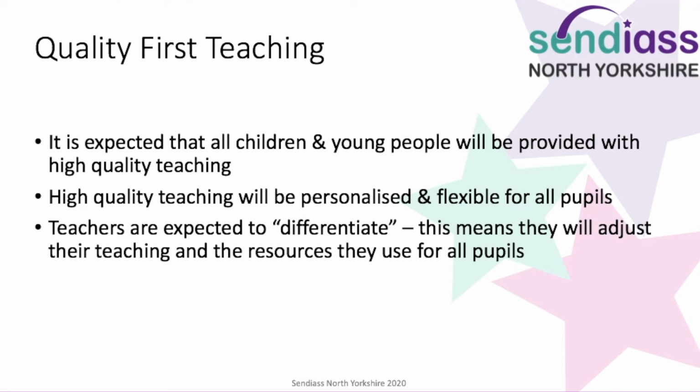So what should educational settings be doing? The expectation is that all pupils will receive high quality teaching and that staff will make this personalised and flexible. Teachers are expected to differentiate, which involves adapting their teaching styles and resources for all their pupils. Even with these changes, some children and young people may still struggle because of a learning difficulty or a disability that means that they can't access the facilities in the same way as others.